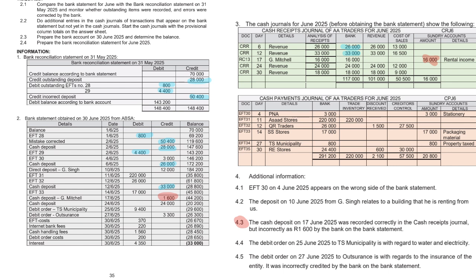So then if we go back to our CRJ, do you see there's another entry of 24,000?